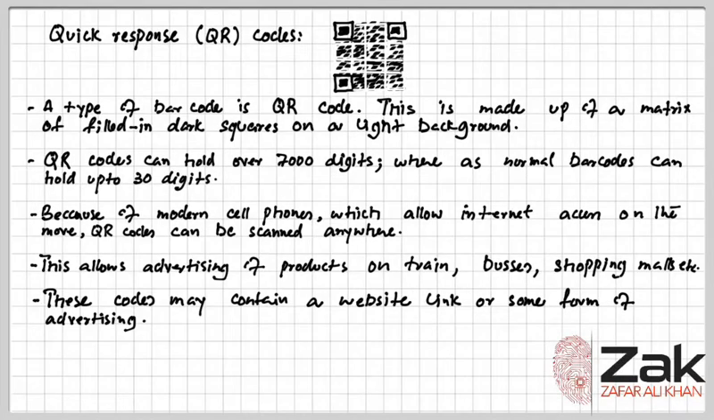QR codes, abbreviated from quick response code, is the trademark for a type of matrix barcode or two-dimensional barcode, first designed in 1994 for the automotive industry in Japan. A barcode is a machine-readable optical label that contains information about the items to which it is attached.